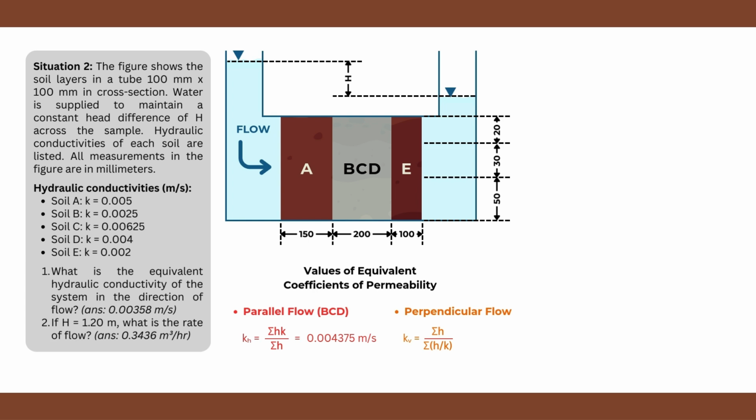Now, just a quick tip. Personally, mas madali kong maalala yung mga formula na involved dito pag nakasulat siya in this manner. For flow parallel layers, total height times equivalent coefficient is equal to the summation of individual heights times their individual coefficients, or simply, H sub T, or total height, times K sub H is equal to the summation of H times K.